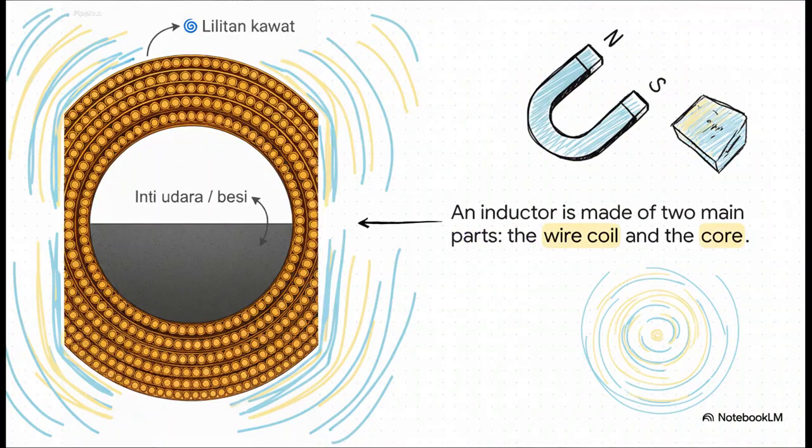So if we look at its basic anatomy, there are just two main parts. You've got the lilitan kawat, which is the wire coil itself, and then you have the inti, which means the core. Now that core can be just air, or you can put a piece of magnetic material like iron in there to really concentrate and boost that magnetic field.